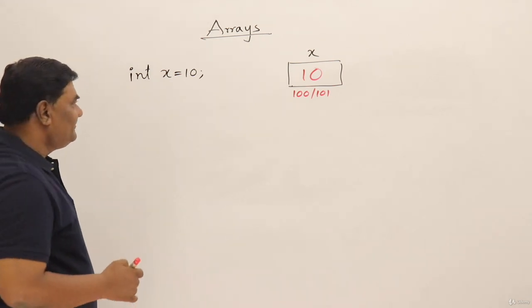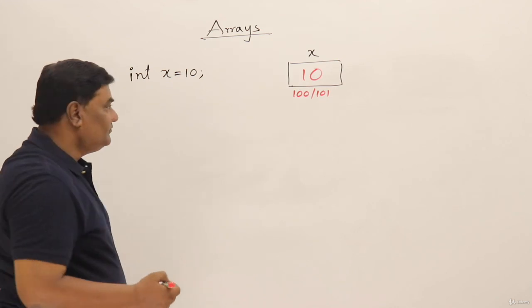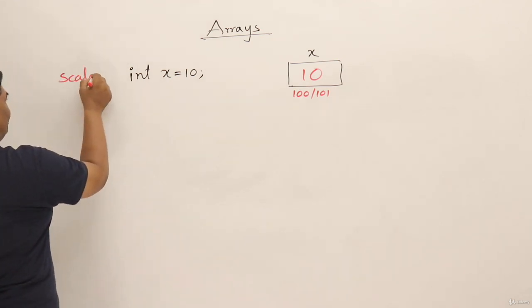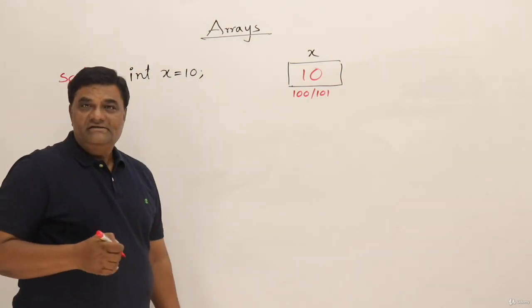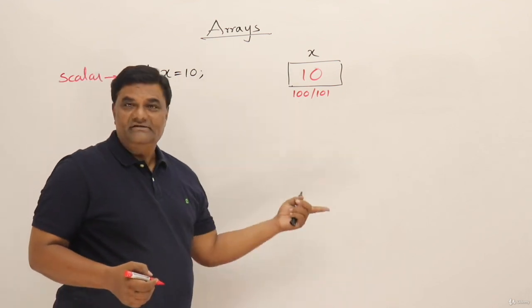So this type of variable is a single valued variable which can store just one single value, and this single valued variable we can also call a scalar variable. Scalar means having just magnitude. So this is the magnitude, the value is 10. That's all.